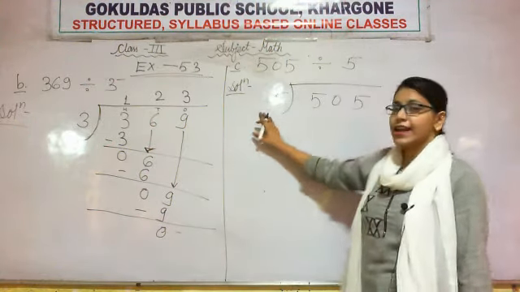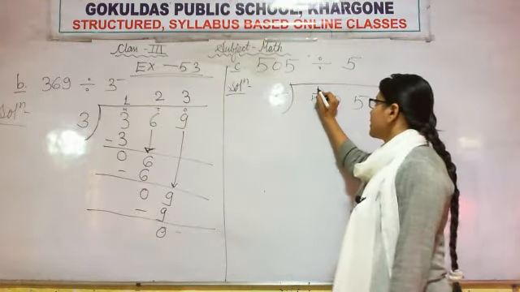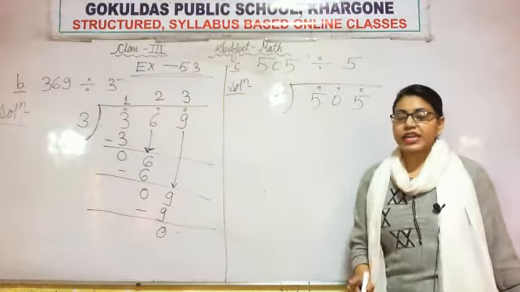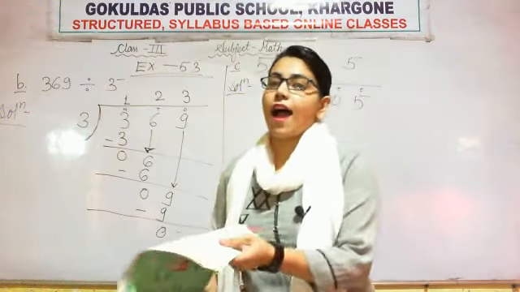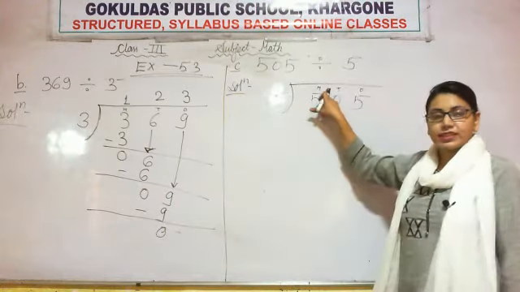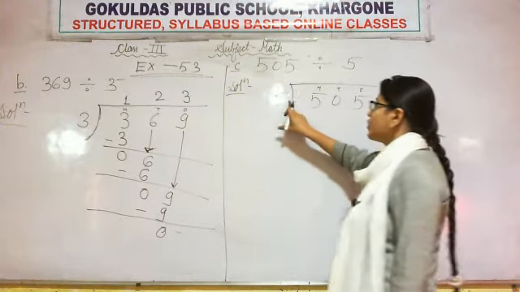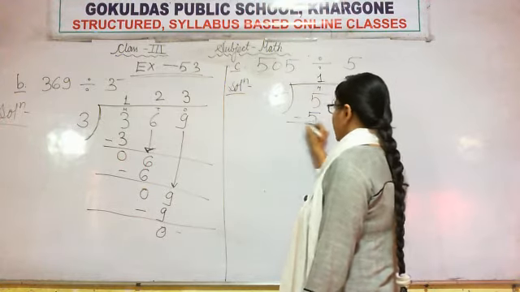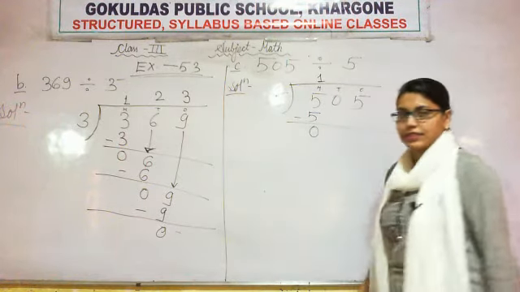Our dividend has hundreds, tens and ones, 3 places. In division, we start from the highest place and here our highest place is hundreds. So we will start from the hundreds place. So 5 ones are 5 and 5 minus 5 is 0.